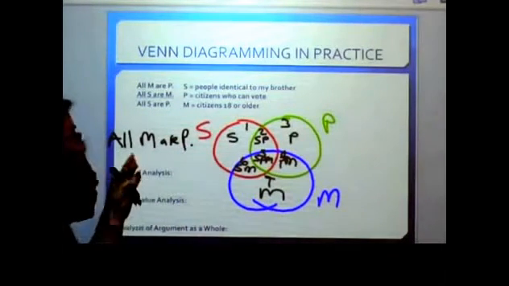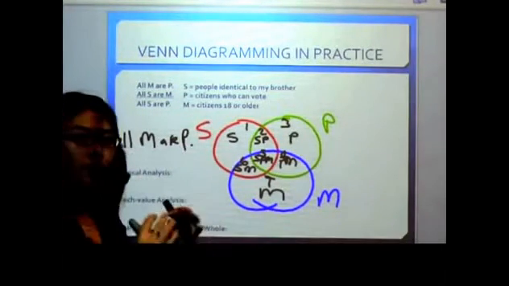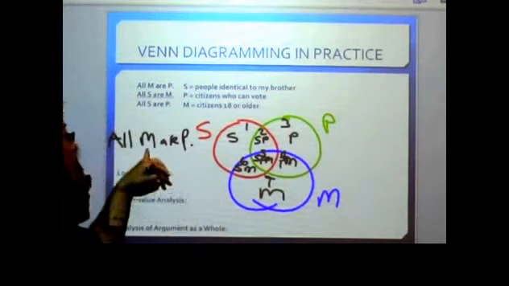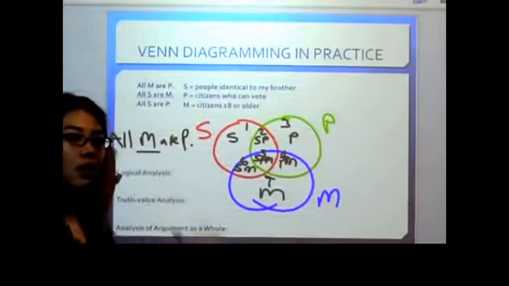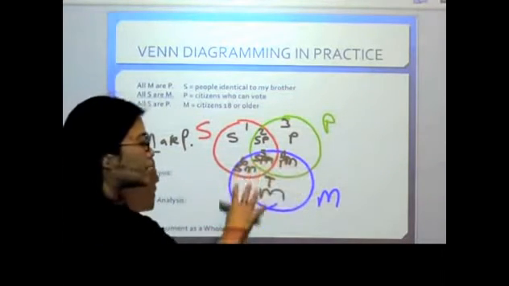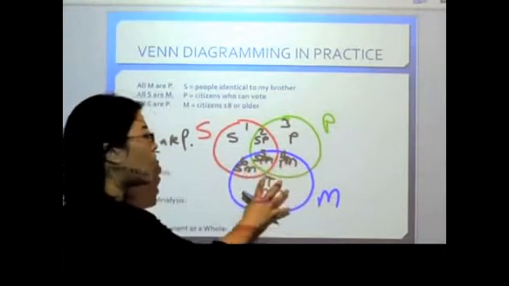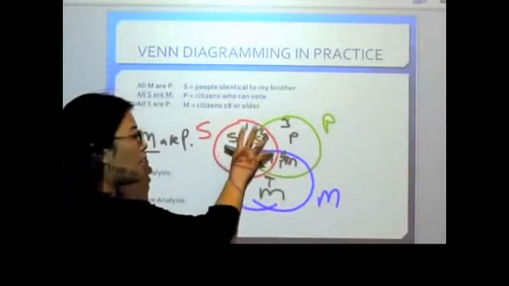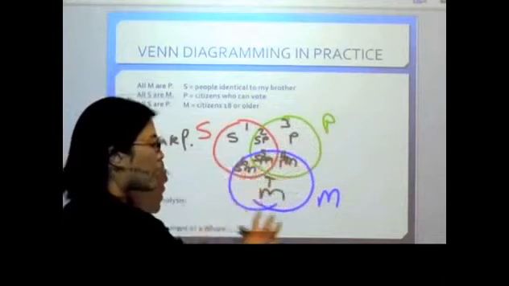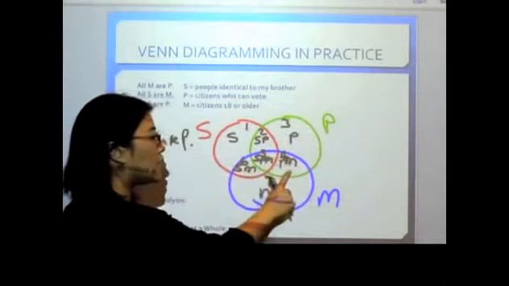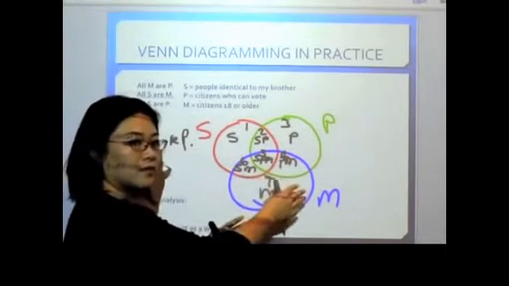Okay, so we want to find the circle that represents the subject term of this statement, which is basically the M. Okay, so all our work is going to go inside the M circle, not in the S circle, out in this area, or in the P circle, but anywhere that's in the M circle, even those areas that overlap with the S and the P circle.